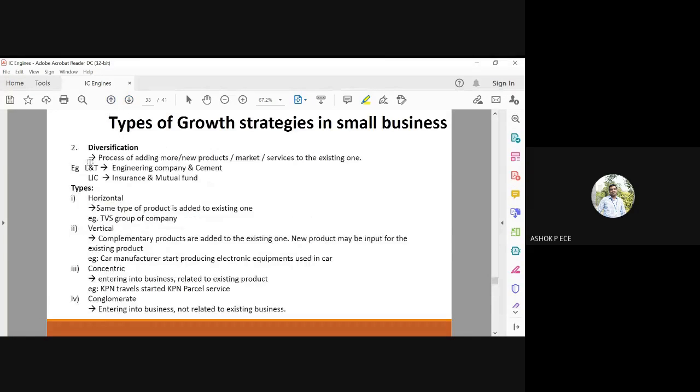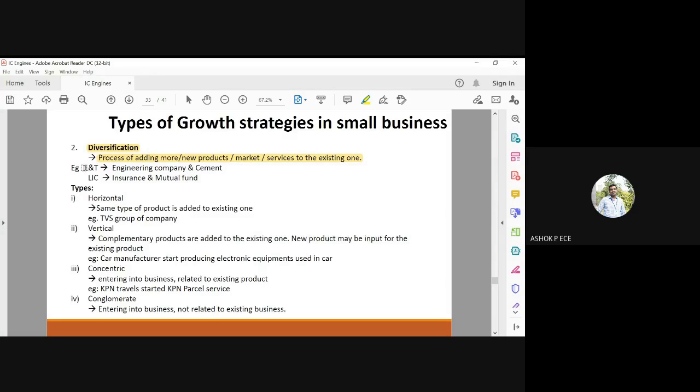Next one, diversification. Diversification is the process of adding more products or services to the existing one. I am not satisfied with the existing products. I want to expand my product base. So that is going to be diversification.